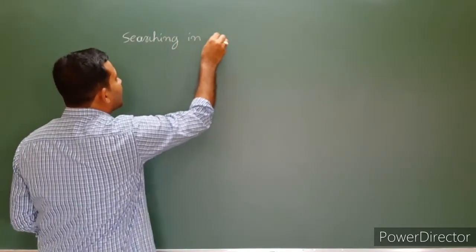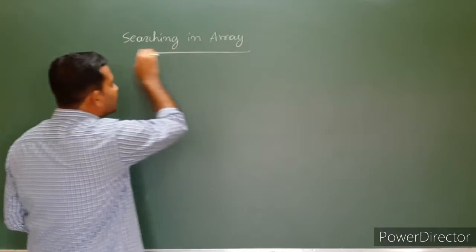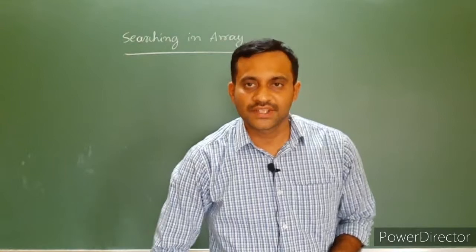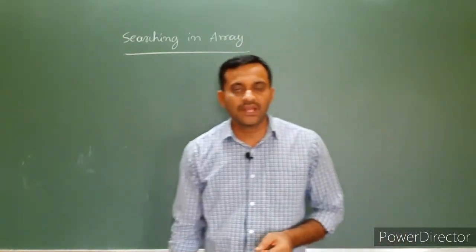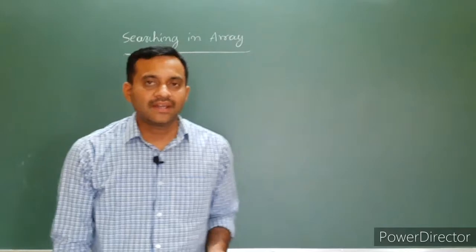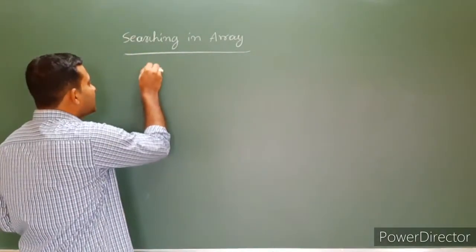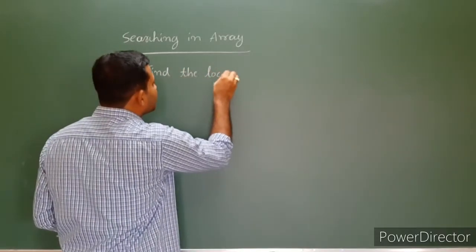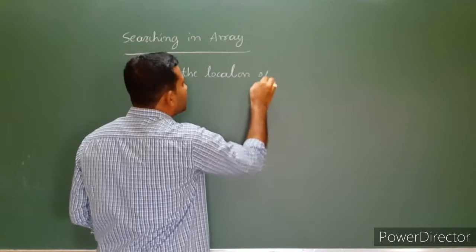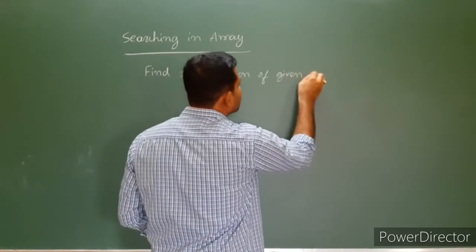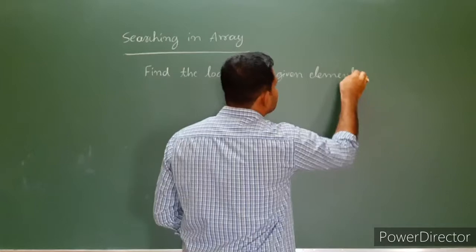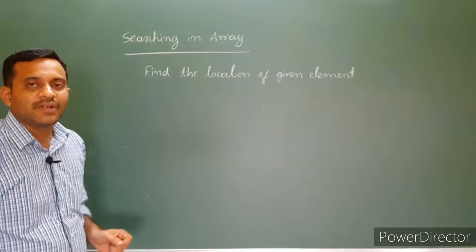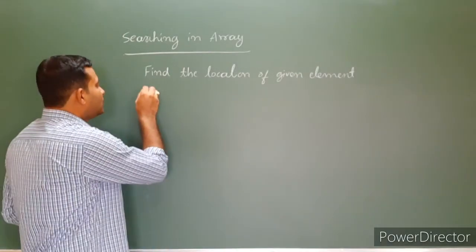Searching in array. We know that array is a homogeneous collection of elements. All elements are arranged sequentially. All elements share the same name and same data type. Here searching means find the location of given element. That is called searching.